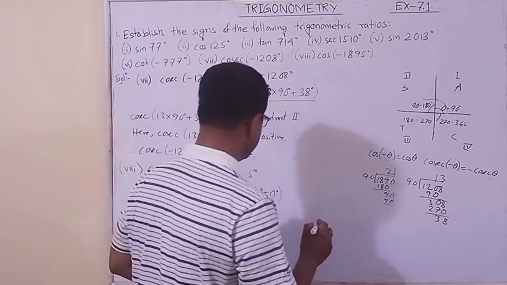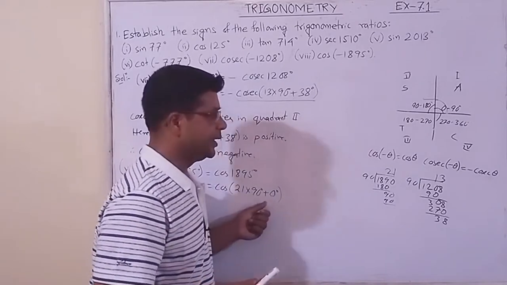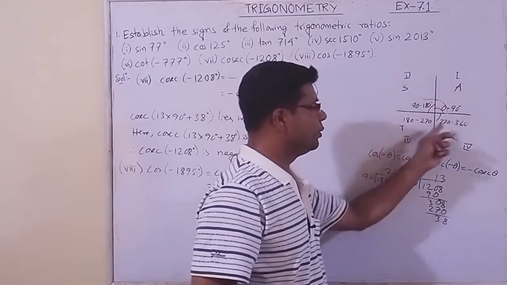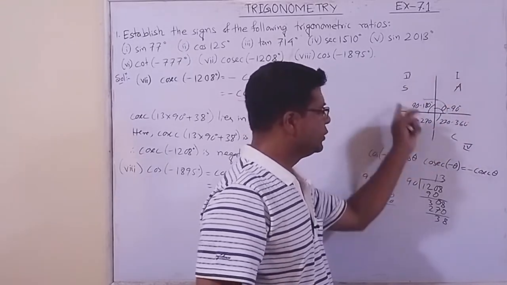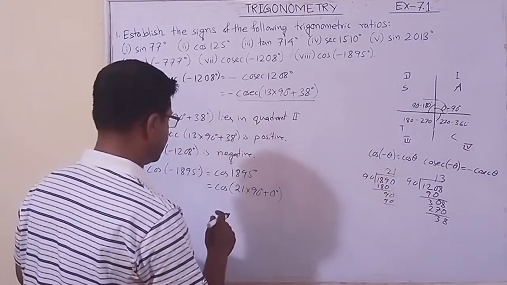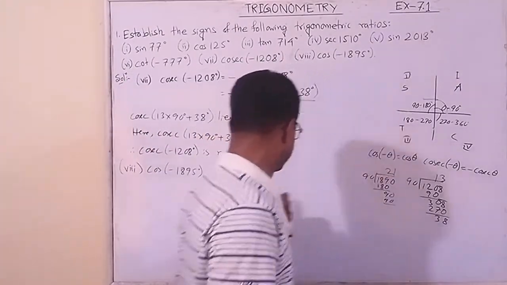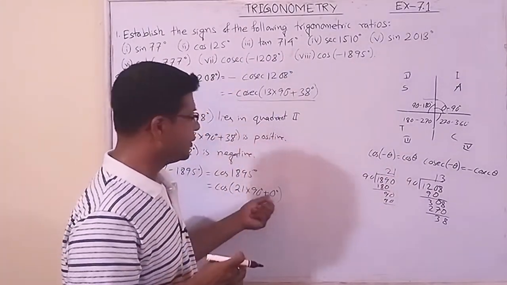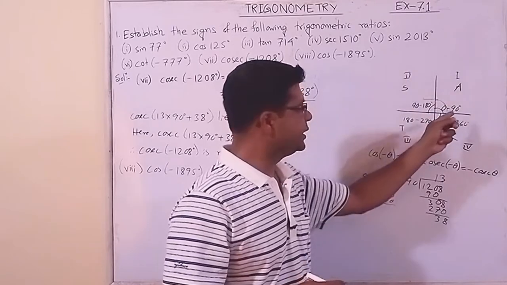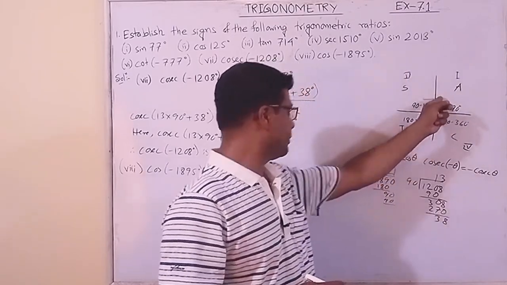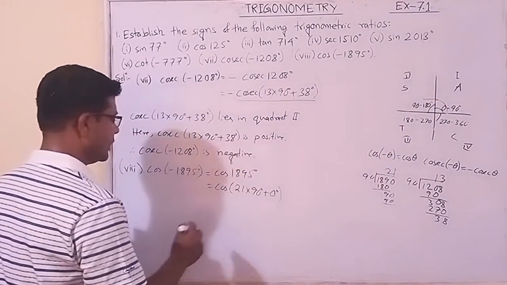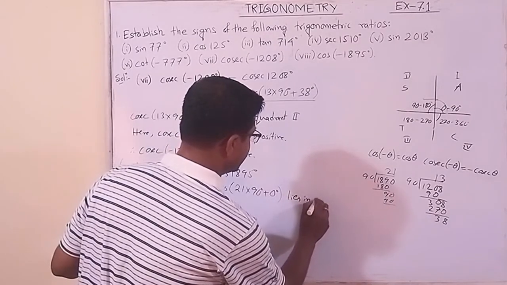Let us see. 21 times 90, let us count first. 20 times: 4, 8, 12, 16, 20. Then 21 is this much, plus 0, means in the second quadrant. Let me repeat: 21 times 90 is 21, then plus something, whatever the angle is, 0. That means it lies in the second quadrant, quadrant 2.